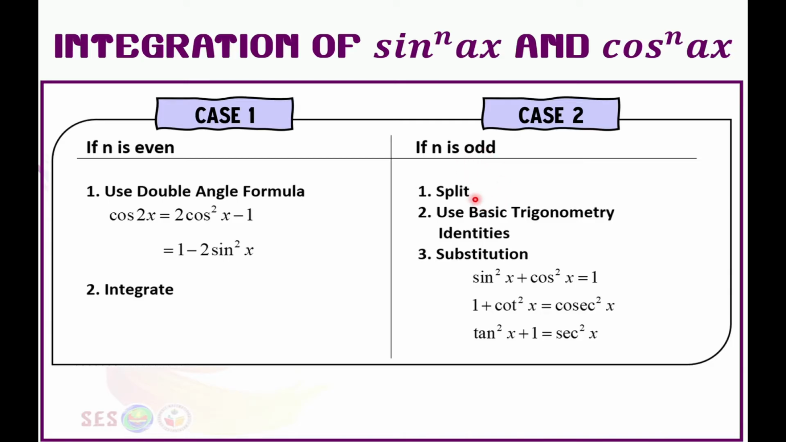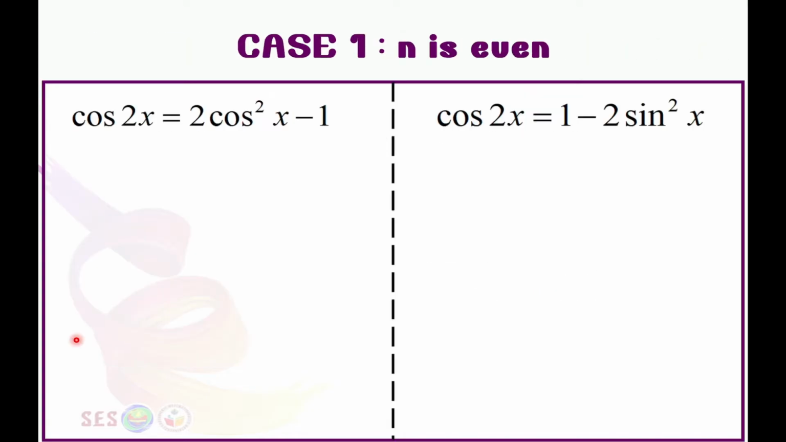For the second case, if my power n of sine or cos is an odd number, nombor ganjil, first we need to split the power. Second, we will use basic trigonometric identities as we can see here. And next, we will apply the substitution method. We will see more examples later. Alright, so let's work on our first case here, where my power n is an even number.